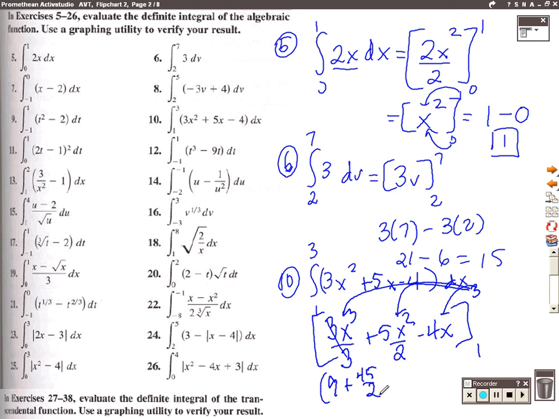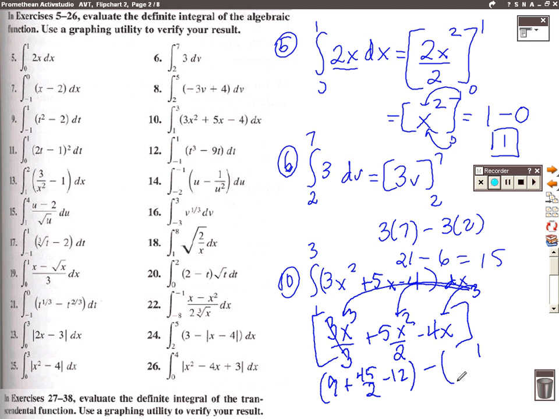Minus 4 times 3 is 12. So that's 3 plugged in, and now I'm going to subtract. I'm going to substitute 1. So 1 cubed is 1.